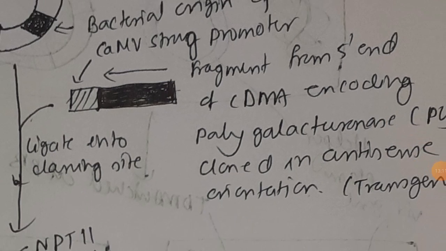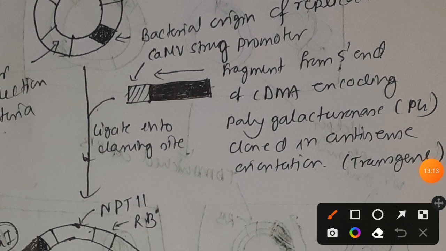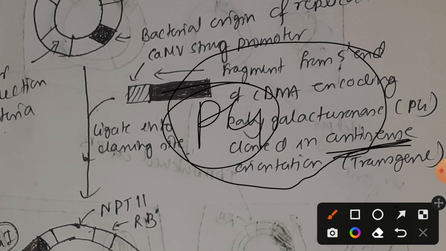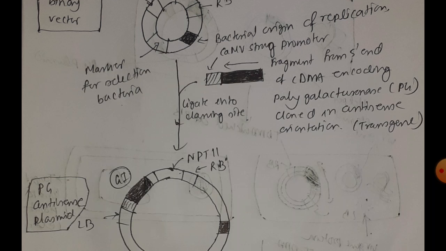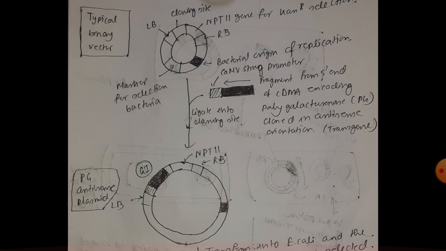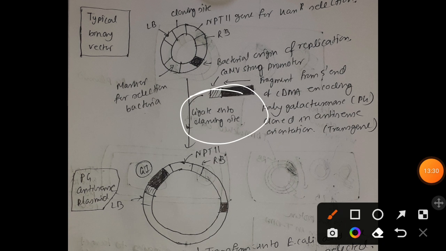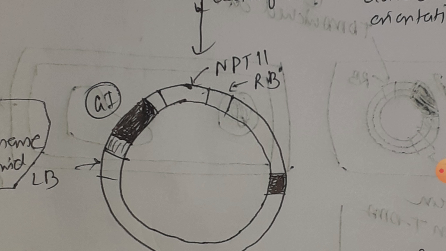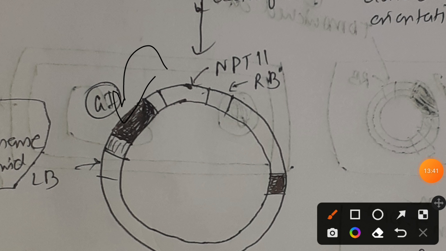Okay, then the fragment from the 5' end of the cDNA which will encode the polygalacturonase is cloned in antisense orientation. Antisense means opposite orientation. Okay, that means the formation of antisense mRNA. So we will incorporate them and ligate them into the cloning site, which will ultimately lead to the formation of the PG antisense plasmid. So here our gene of interest is incorporated, this one.